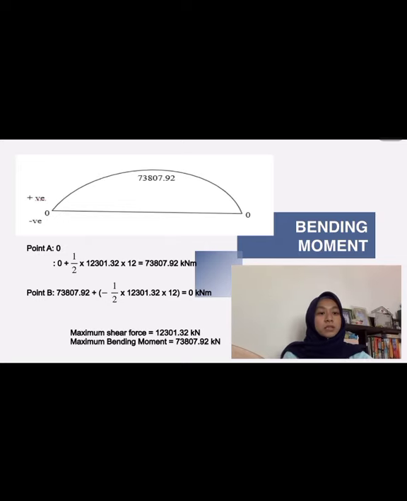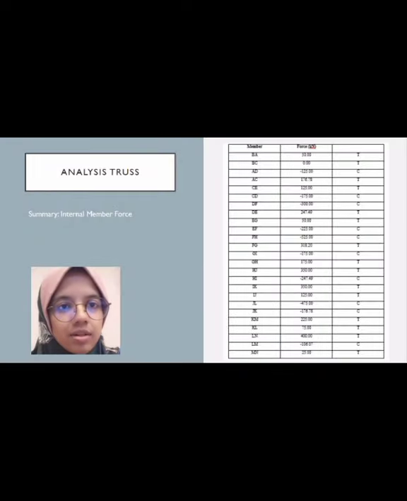So the maximum shear force for our bridge is 12,301.32 kilonewton and our maximum bending moment is 73,807.92 kilonewton meter. Analysis truss. This is the summary for the internal member force that we get from member BA till member MN.